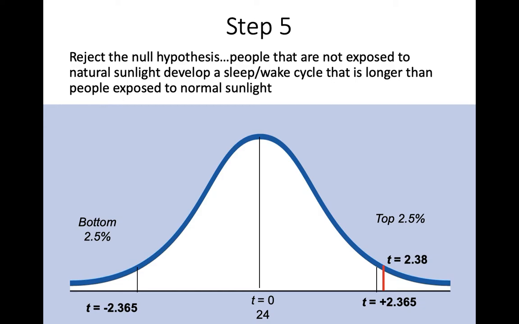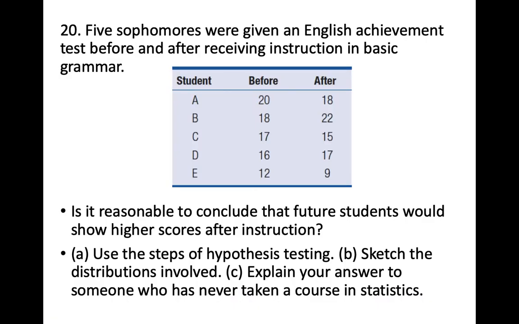Okay, so that was our first problem. Here's our second problem. 5 sophomores were given an English achievement test before and after receiving instruction in basic grammar. So here we can see 5 students, and then we've got their English achievement test scores before and then after receiving instruction. Is it reasonable to conclude that future students would show higher scores after instruction?